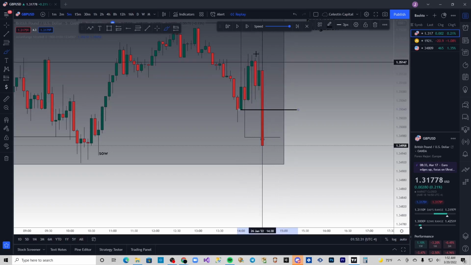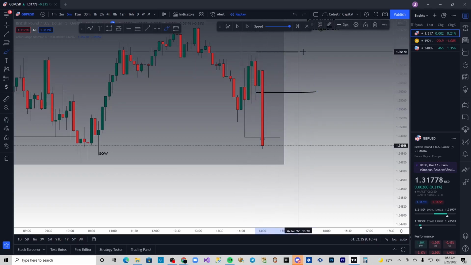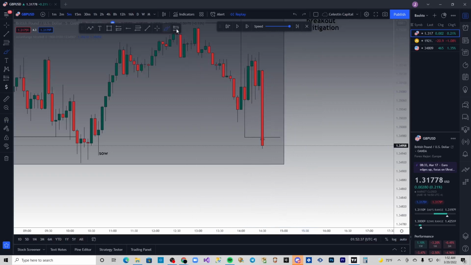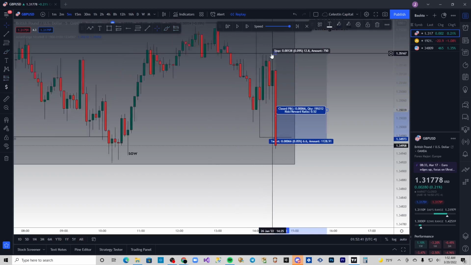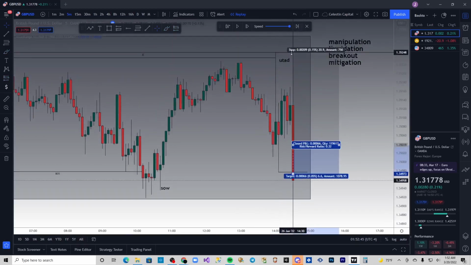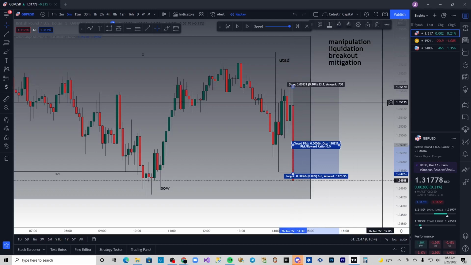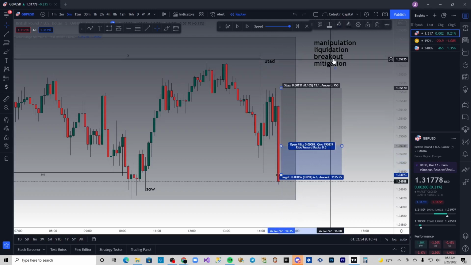Remember, this for me is the last down move. You could have used this, but you would not have gotten tapped in. So let's say we took the sell off of here and stop loss over here, or you could have put stop loss above the wick to be extra safe. But I would have put mine right over here. So we're not tapped into the trade yet, right? Because we're waiting for the mitigation because we got the breakout.